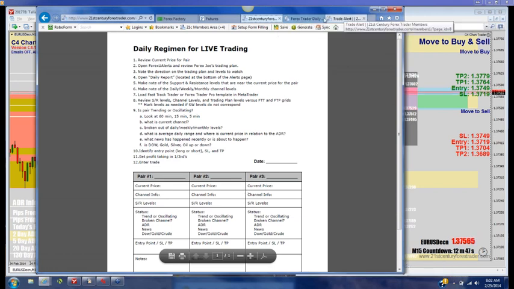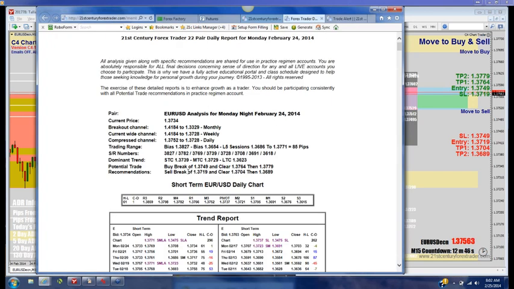Then we'll also be using the daily report, which is here. Forex Joe puts this out every night on 22 currency pairs. And we'll be using this to define our channel tops, channel bottoms, and support resistance information. So we need to have those three things open.